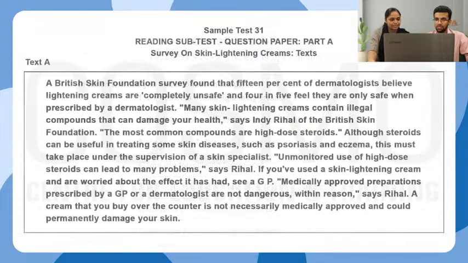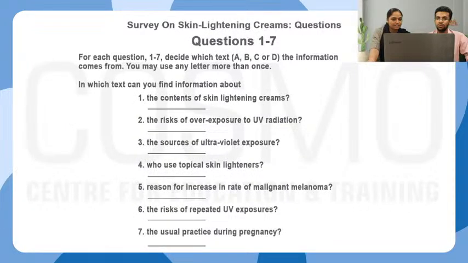Let's see. So, contents of the skin lightening cream. Here we can see, many skin lightening creams contain illegal compounds that can damage your health. And moving on, the most common compounds are high dosage steroids. So, here we have the answer for our first question. That is high dosage steroids, which is found in text A. So the answer to question 1 is A.